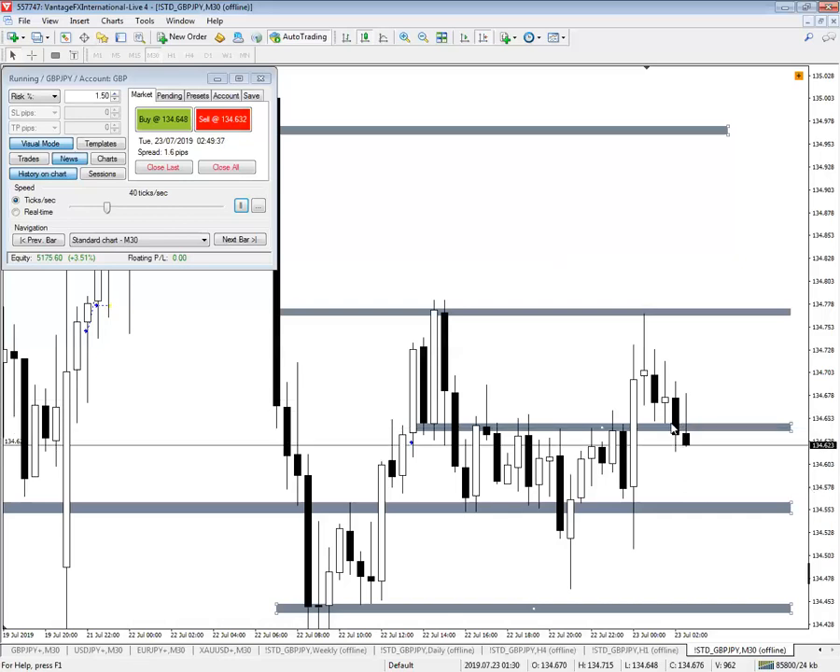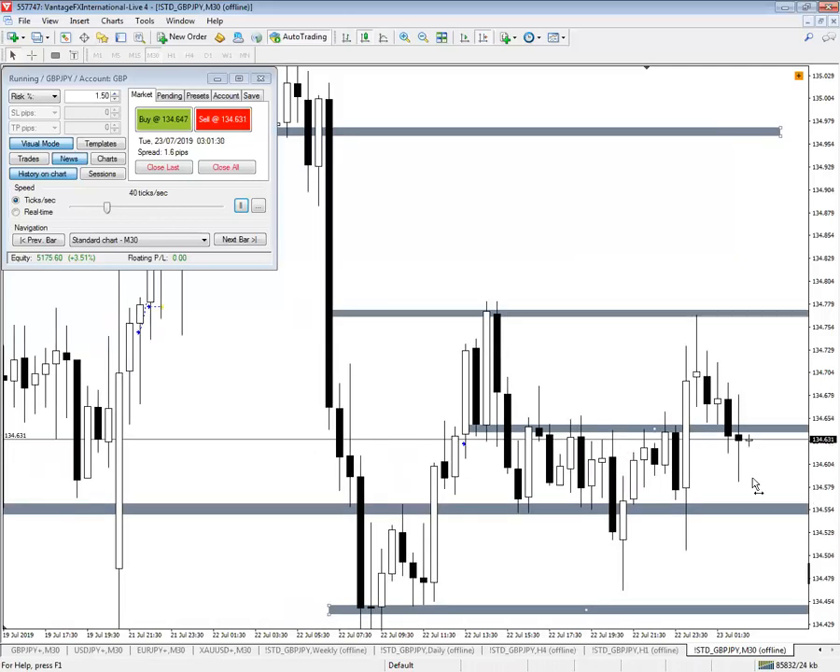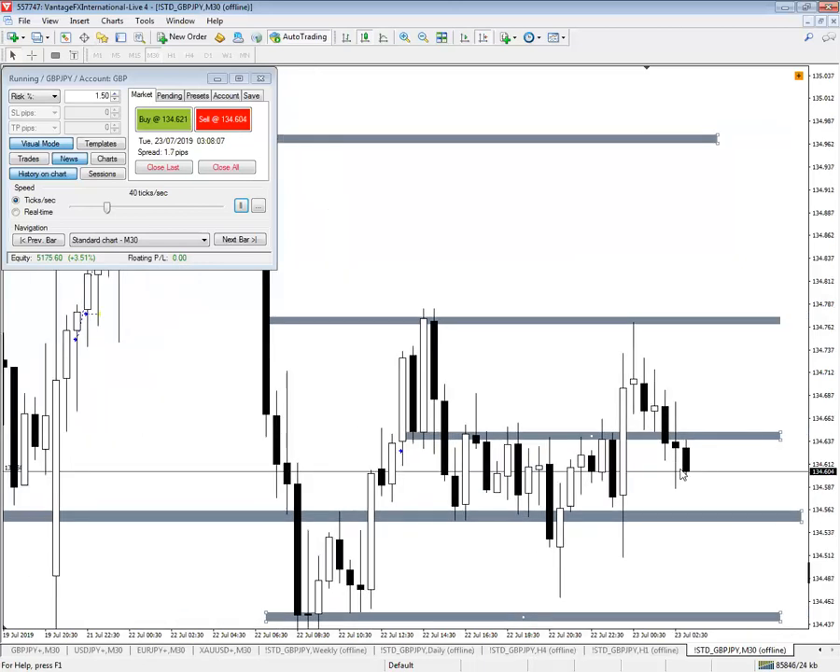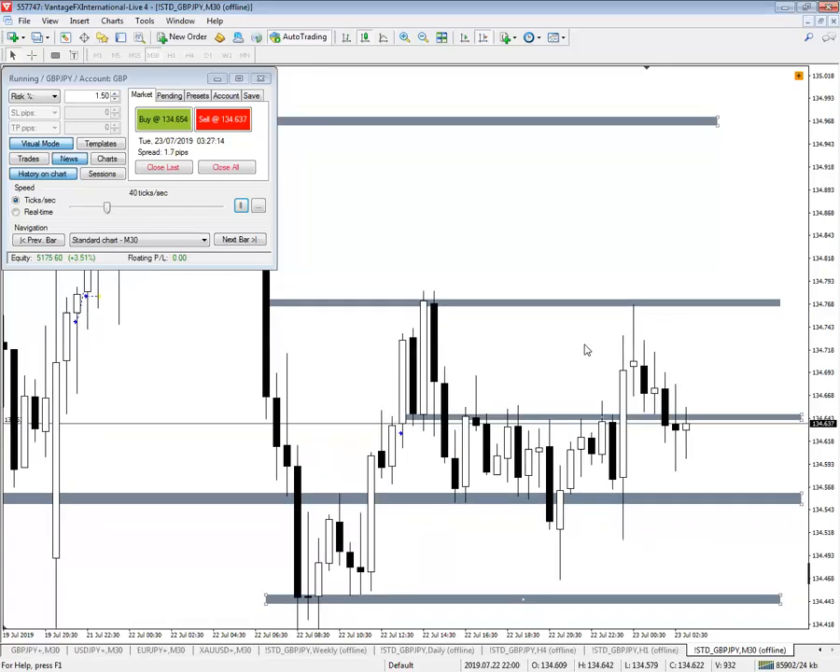Looks like we've done a fake out over here later on in the session. Should fall back down to support now. Yeah, if we respect this level, it should fall back down to support. But yeah, that was a good Asian session. Would have sat on our hands, but that's fine.